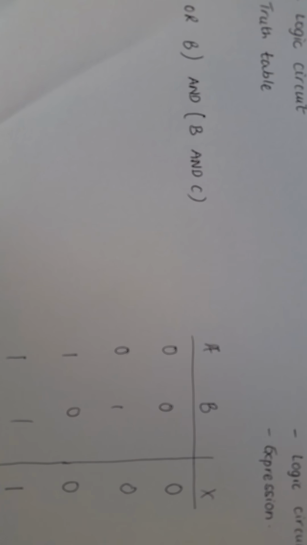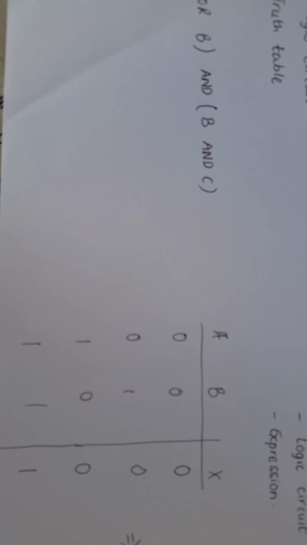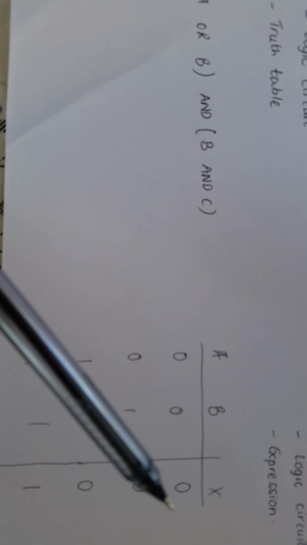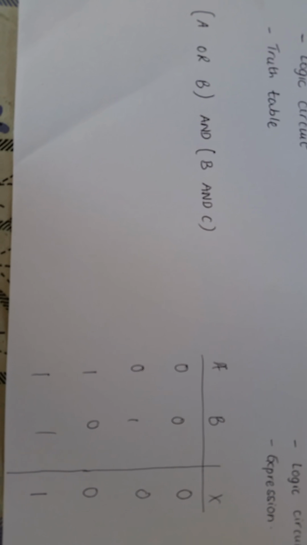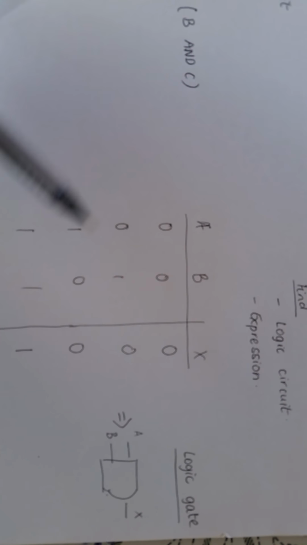You will be required to produce the symbol or the circuit. For this case, it is only one gate. So you are going to have to find which gate does produce this output. For this case, it is the AND gate that produces this output.